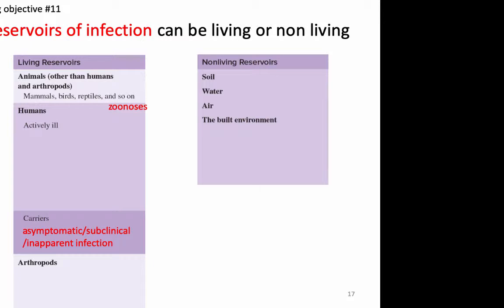Or humans can be carriers, where they suffer from an asymptomatic, subclinical, or inapparent infection. So all three of these terms mean the same thing. A carrier is a person who has an infection with a microorganism, but they are not aware of it because they don't have any signs or symptoms of the infection. So just like an actively ill human, this living reservoir, the human carrier, has the microorganism living in their body, and it can exit via a portal of exit and be passed on to another person.